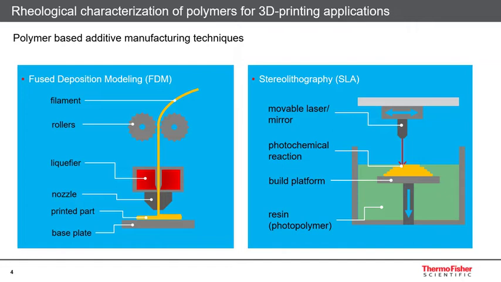Stereolithography, on the other side, is using a photochemical reaction to solidify a resin material and create a solid fragment. Also here we have a static and a moving part of the printing device in order to create a product layer by layer. In this presentation we will focus on rheological measurements describing the rheological properties of a molten polymer as it occurs in the FDM process, and like it is illustrated on the left side of this slide.